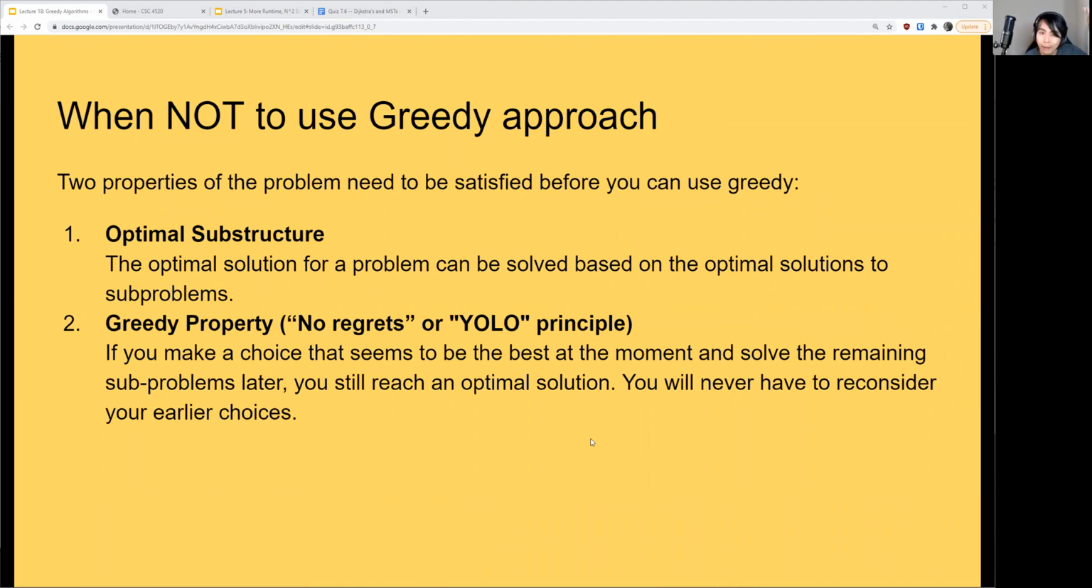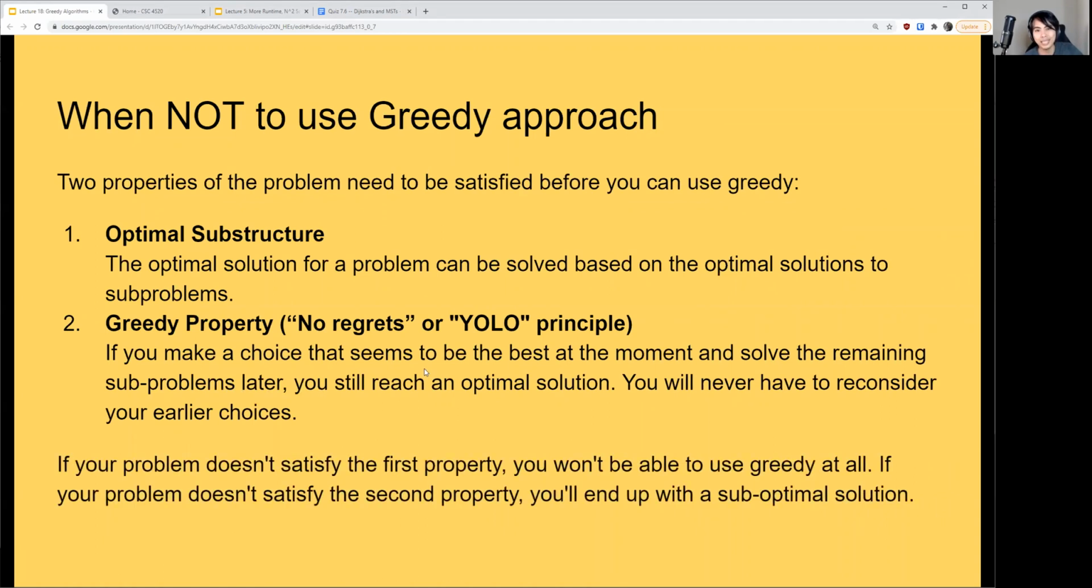So the idea is that you have no regrets. You don't reconsider your earlier choices, and somehow there are no consequences to your actions, right? That's how, if both of those are satisfied, we can use greedy. Now, if the first one isn't satisfied, then you can't use greedy at all, because if you can't solve a problem one step at a time and make the problem smaller and smaller, one choice at a time, then you can't use the greedy approach, because by definition, that's what greedy does.